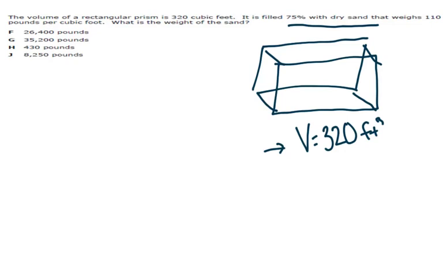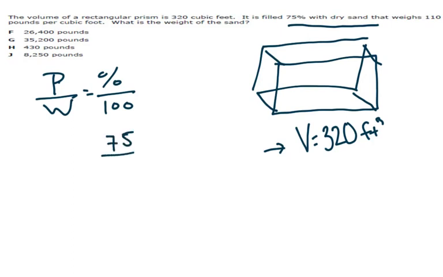Alright, so if we wanted a part-whole equals percent out of 100 proportion, we know that our percent is 75. We know that the whole volume is 320, and we're looking for the part that represents the 75% done. Alright, so looking from here to here, do I see a scale factor? Not one that I easily recognize. How about from 100 to 75? Still not one that I easily recognize.